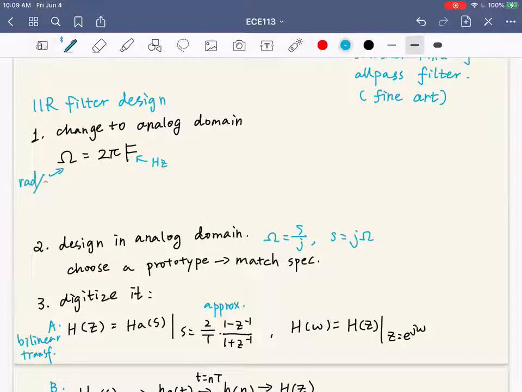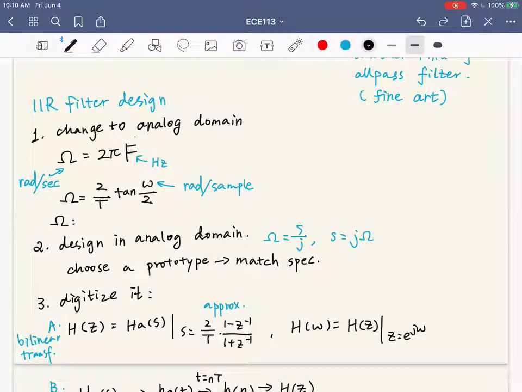This is the big omega, the rad per second, which is what we want in the analog domain. So we do the conversion. But what if the question gives us omega? For omega, the conversion is like this, okay? And the unit of omega is rad per sample. So we use this equation to convert from omega to small omega to big omega.